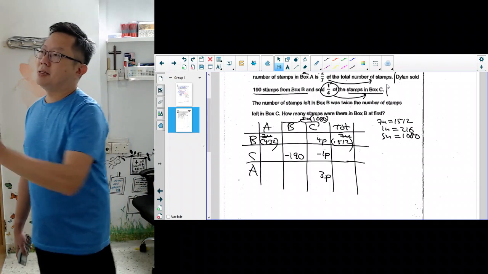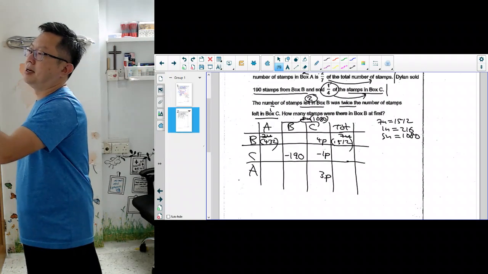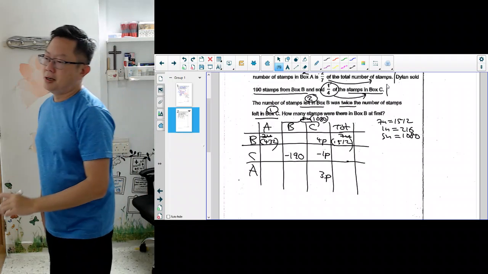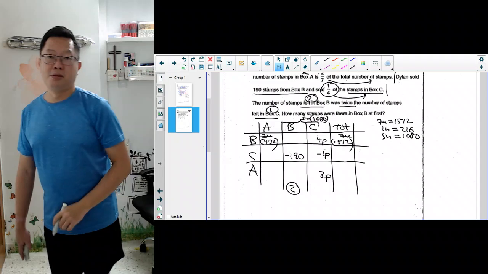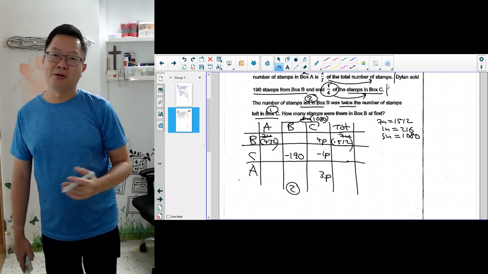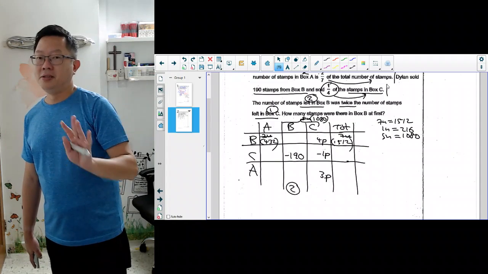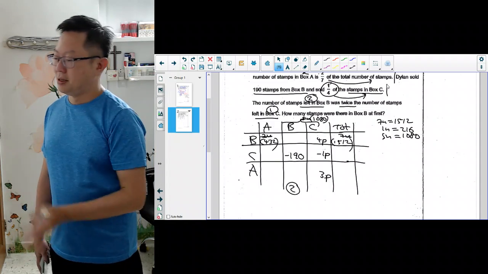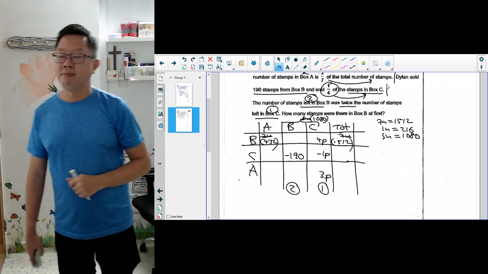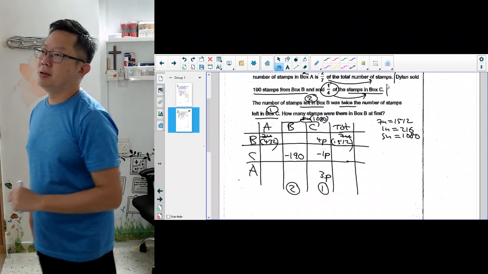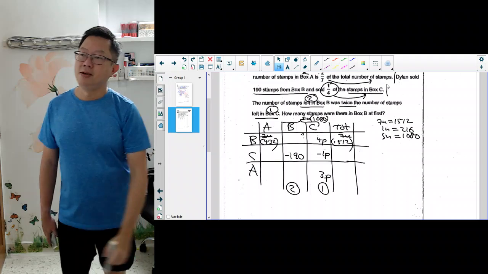Alright, the number of stamps left in box B was twice the stamps in box C. So, like what we saw just now, 2 times. So the stamps in box B was twice. So I'm going to put down 2 with a circle. Alright, I cannot call it 2 parts, I cannot call units, because in my box I have units and parts already. So I have to use a different term to label. So I just put 2 with a circle. And then the stamps left in box C will be 1 time. Okay, 1 time. So how many stamps were there in box B at first? And your question mark is here. And your table is done.